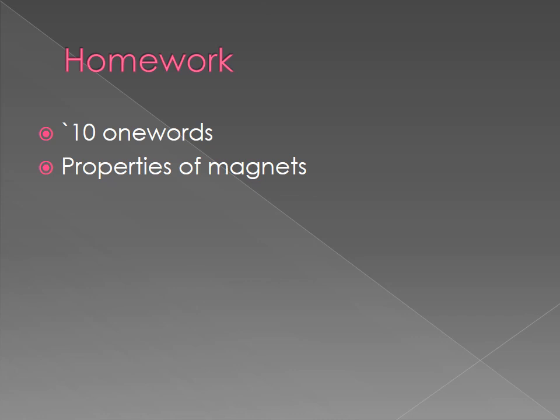Artificial magnets are made to have a desired shape and strength. If the magnet is in the form of a rectangular or cylindrical shape, then it is known as a bar magnet.